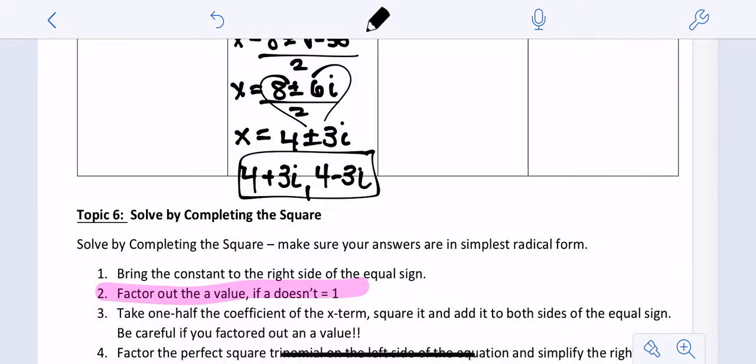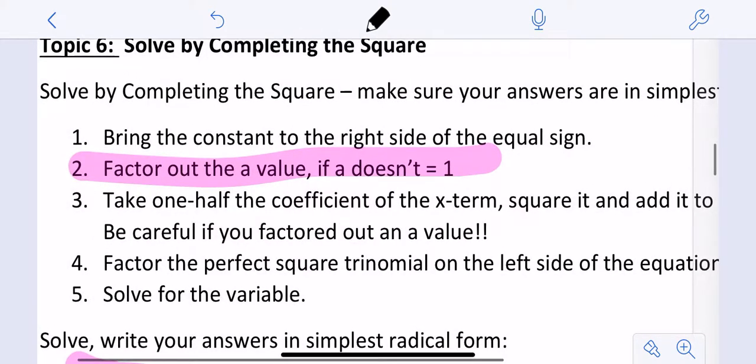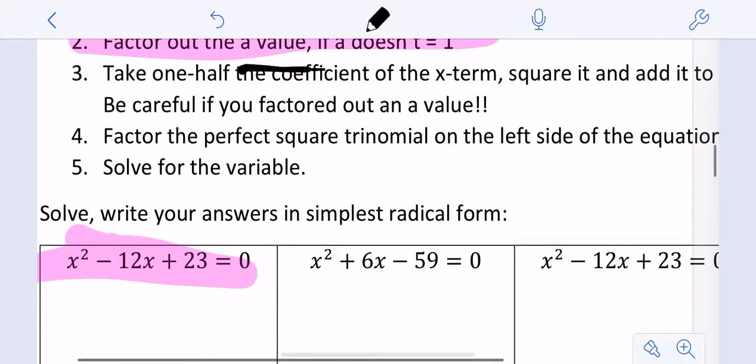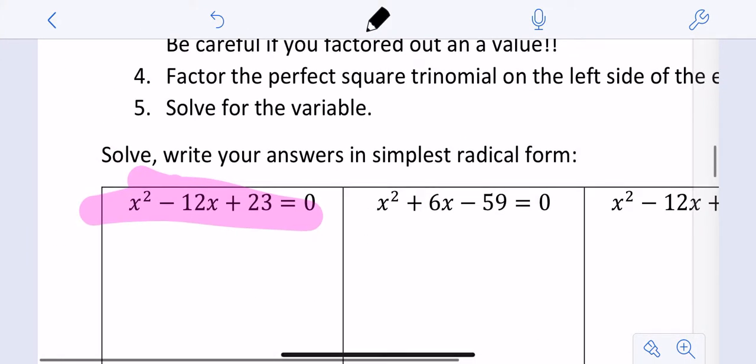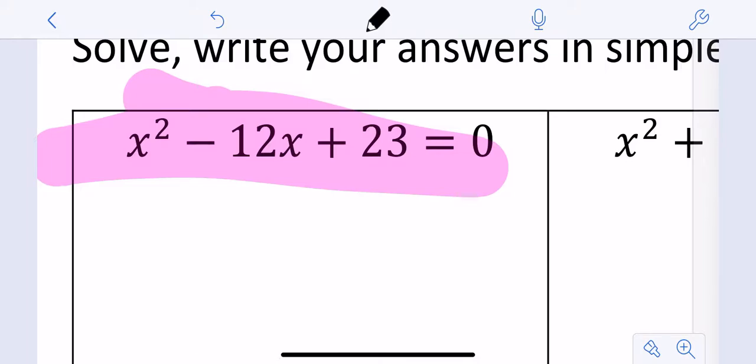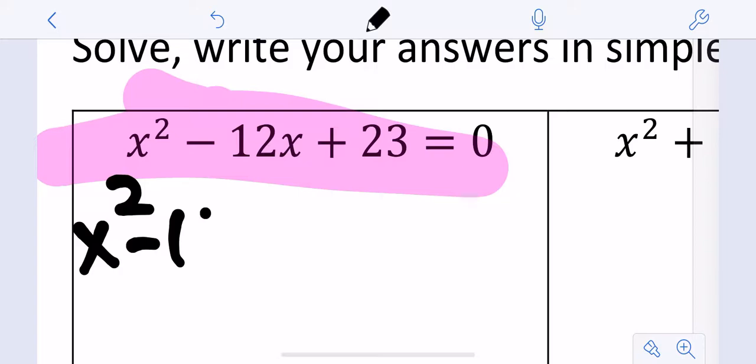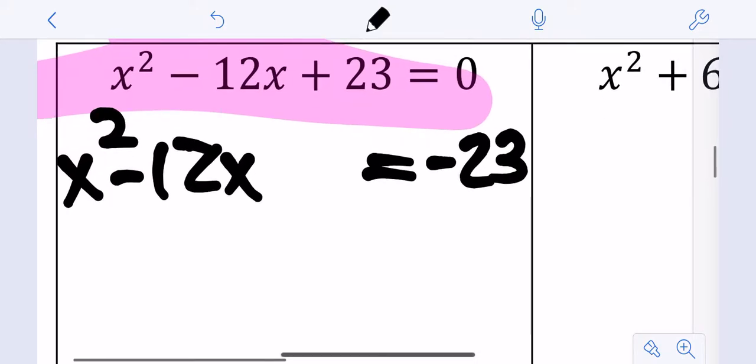All right, let's complete the square. And I highlighted a line on this because we need to remember that if the value of a is not 1, we need to factor it out or we need to divide it through. So we're going to do 2 of these. So here's the first one, x squared minus 12x plus 23 equals 0. I'm going to subtract 23 from both sides. And then I'm going to complete the square over here.